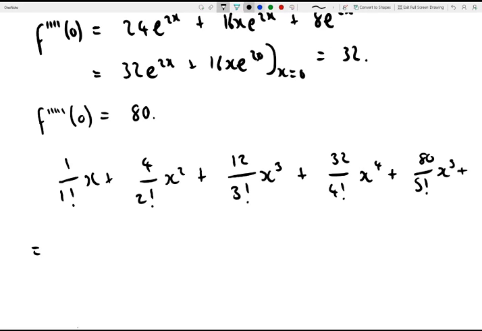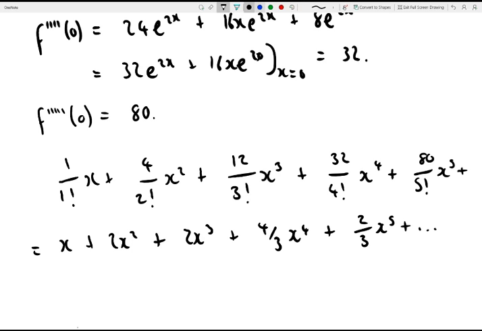Simplifying these factorials, we get x plus 2x squared plus 2x cubed plus 4/3 x to the 4 plus 2/3 x to the 5, and those are our first 5 terms.